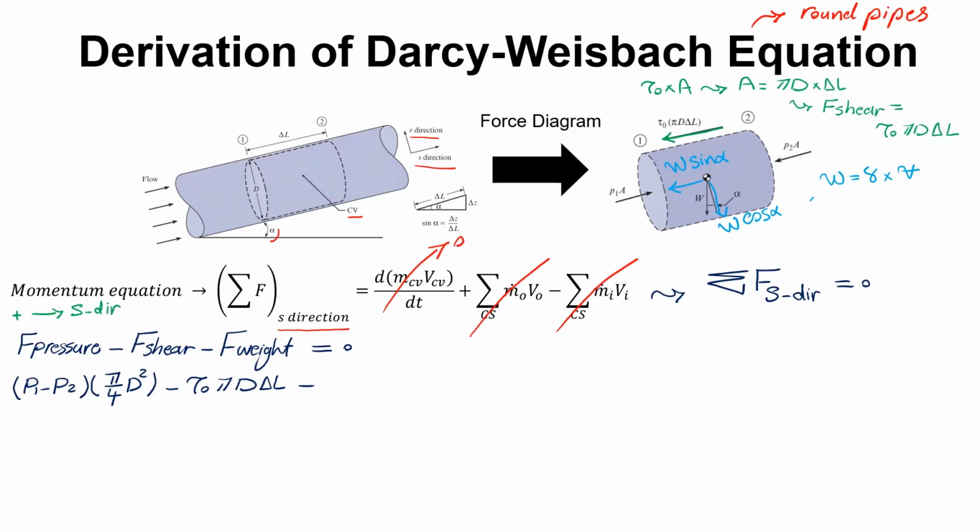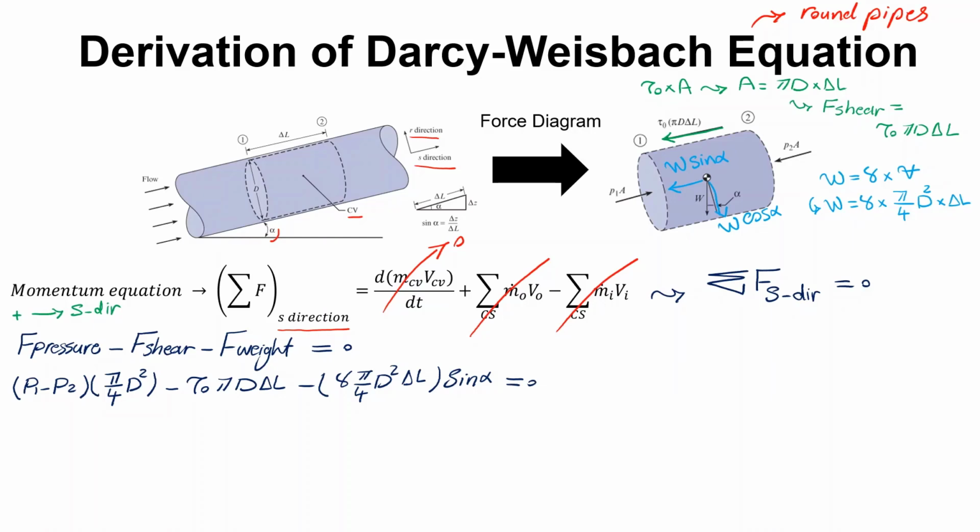So I can write down W over here. It would be gamma times volume, and volume would be cross-sectional area times delta L. So it would be pi divided by 4 times d to the power 2 times delta L. And I'm going to replace that and put it in the equation over here. So W would be gamma pi divided by 4 d to the power 2 delta L times sine of alpha, because we need the s direction version of weight. That is equal to 0.